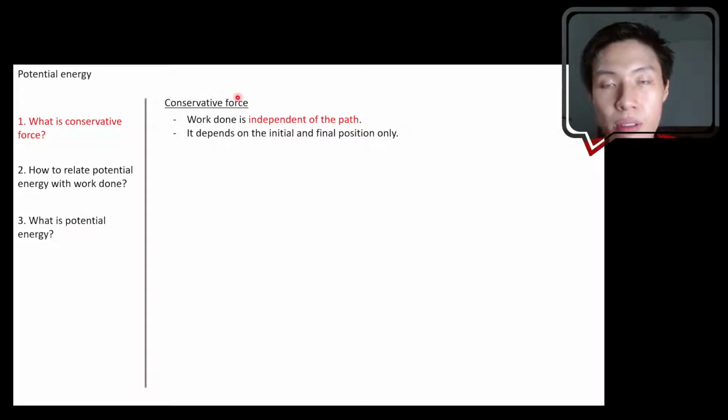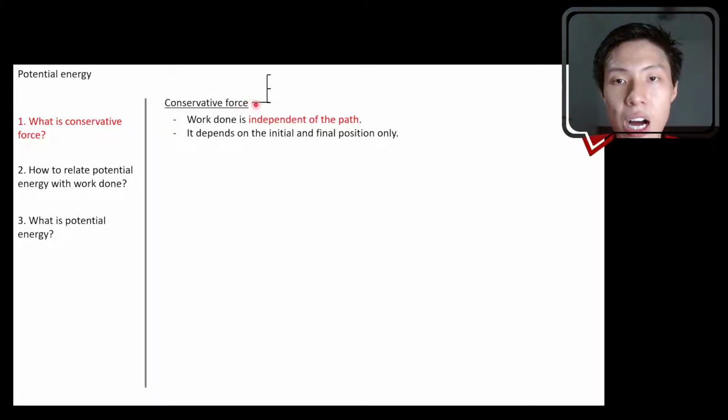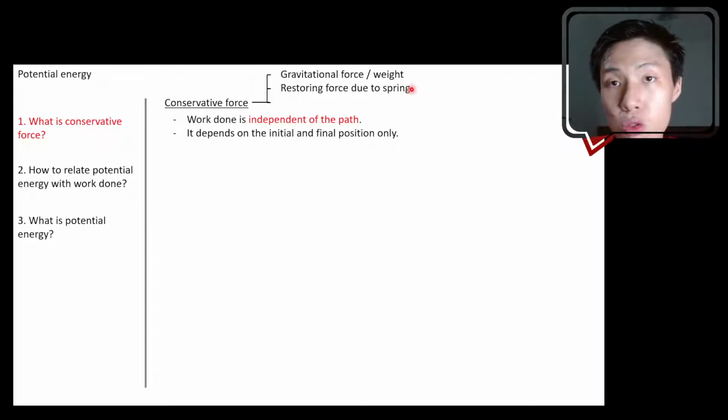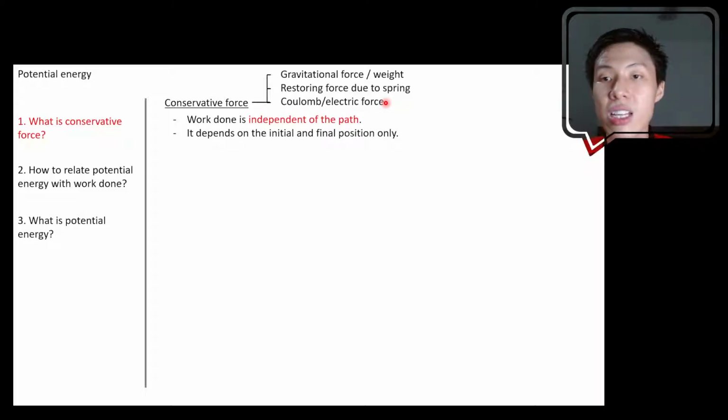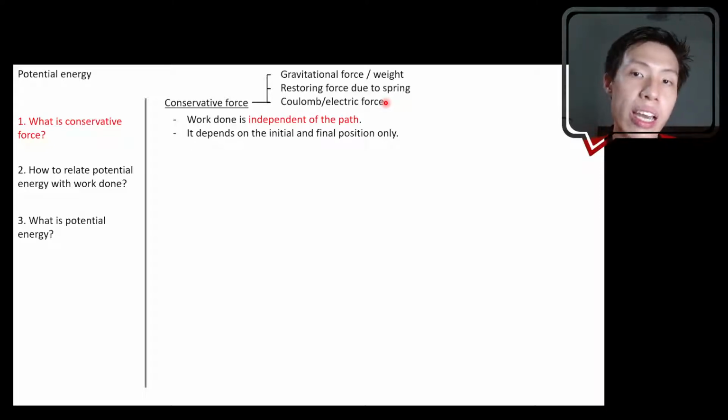So conservative forces that we usually encounter are the gravitational force, or we call it weight as well. Second one is restoring force due to spring. And the third one is Coulomb and electric force. So these are the conservative forces that we usually encounter.